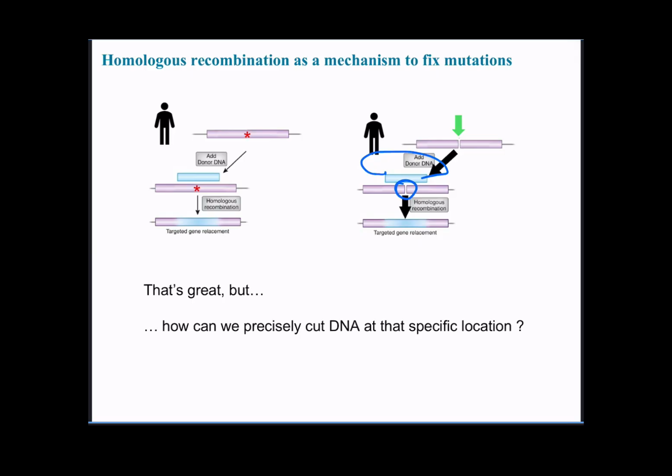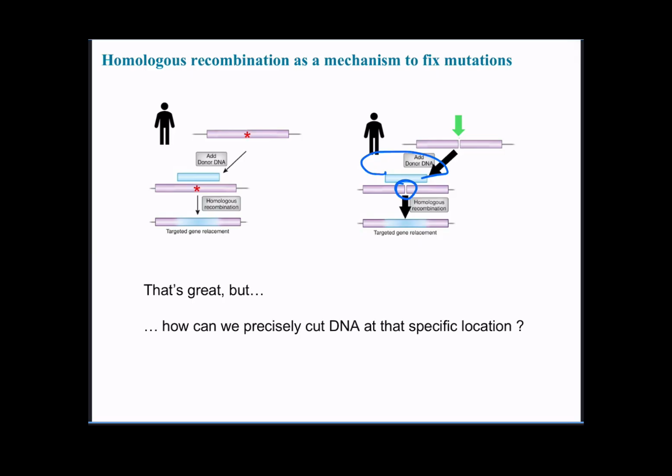Now the question, of course, is how can we precisely cut DNA at a specific location? How can you cut DNA to start with? Like, how would you go around cutting DNA? Yeah. Restriction enzymes, right? That's what you've learned so far, restriction enzymes. What's the problem with restriction enzymes, though? They're not that specific, are they?